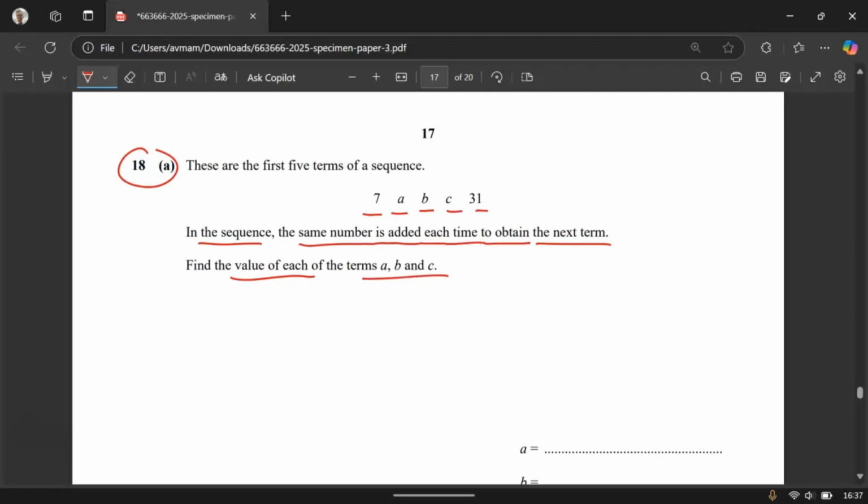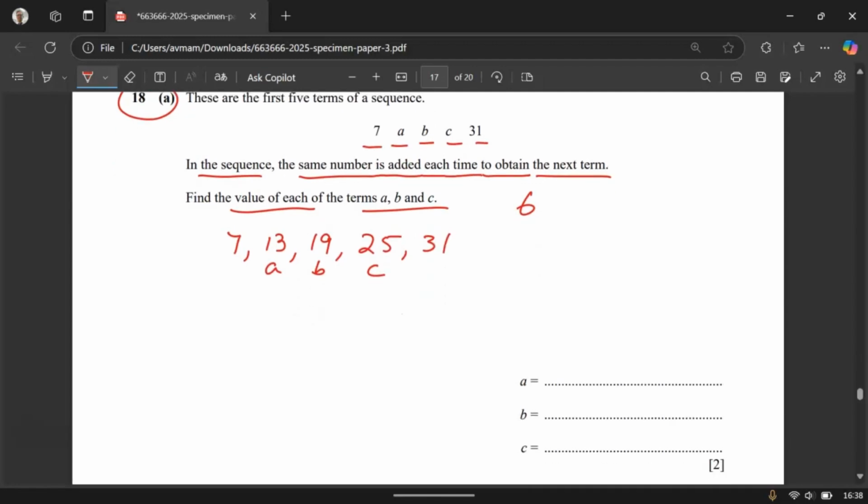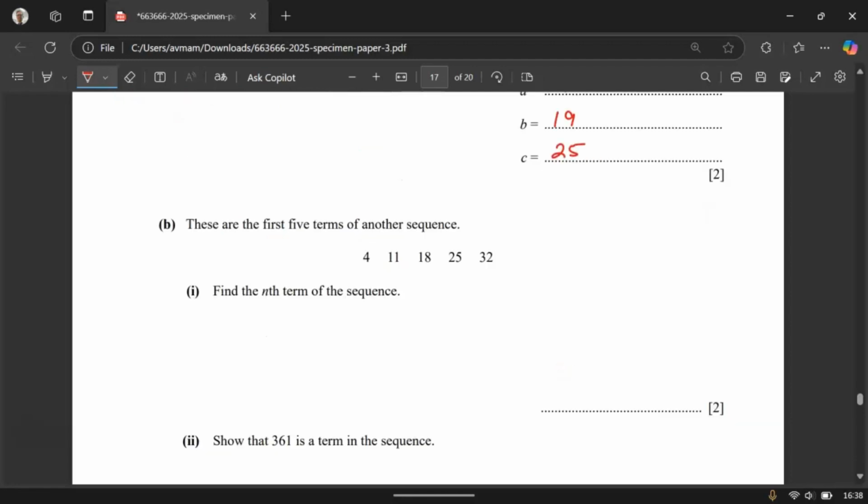Now you can try multiple times by just thinking of a number, 7 plus 5, 7 plus 7, but then that number that is added over here is 6. Okay, so 7 plus 6 gives you 13. 13 plus 6 gives you 19. 19 plus 6 is 25. 25 plus 6 is 31. So this is A, this is B, and this is C. 13, 19, and 25.